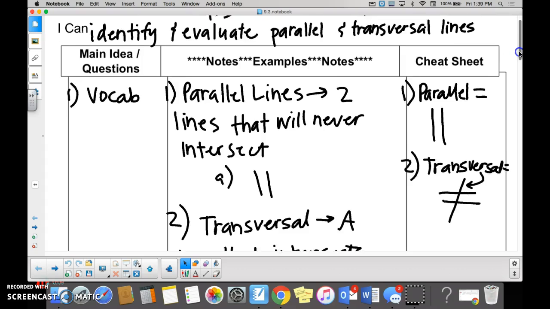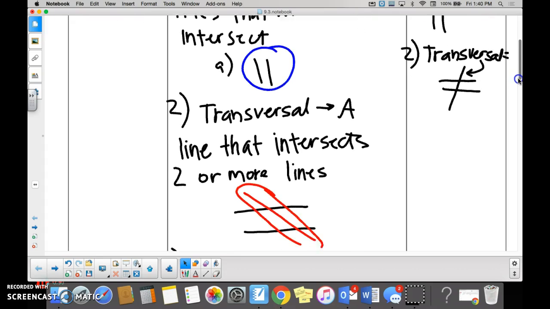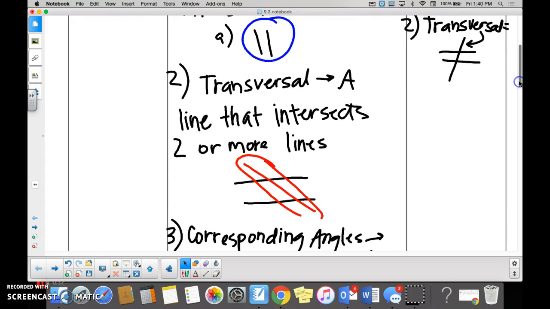All right, parallel lines. Two lines that never intersect. When I think of parallel lines, I think of railroad tracks. Not necessarily the tracks, but the iron, I have to say that word. The iron that runs along railroad tracks never will intersect each other. And then the symbol that Miss Ackerman gave you is two straight vertical lines. Transversal is a line that intersects two or more lines, and it looks like she gave you an example of that happening.